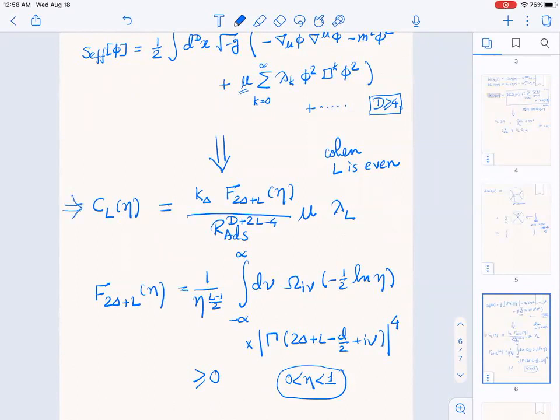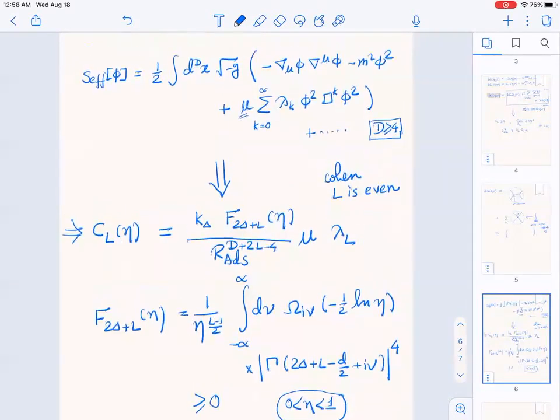So now, as you can see, this is only when L is even. So this is only for interactions like phi square box square phi square, box 4 phi square, things like that. So what happened for odd interactions? Things like phi square box cube phi square, things like that. They always come as correction terms, so they will give you something like this.